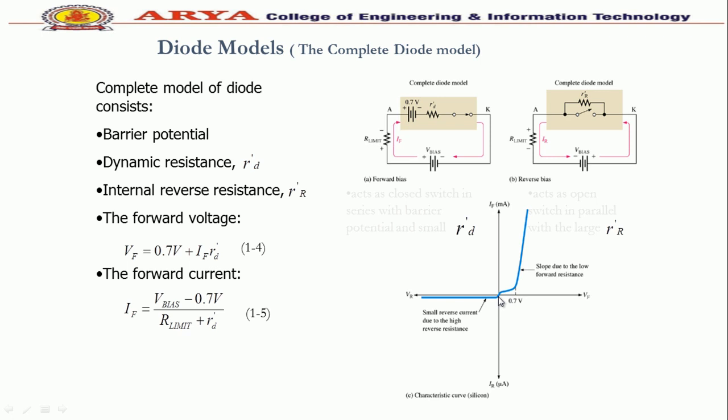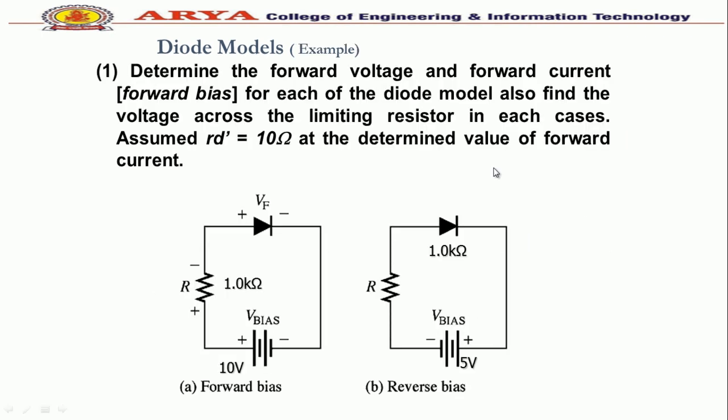In this figure, we can see that at 0.7 volt the slope increases rapidly due to the low forward resistance, and in reverse bias we have a parallel internal reverse resistance of the diode, called RR. Due to this resistance, our IV characteristic changes, with a small reverse current due to the high reverse resistance. With these models, we can calculate the current characteristics of a diode in a particular circuit. In this example, we calculate the diode forward current according to these models.